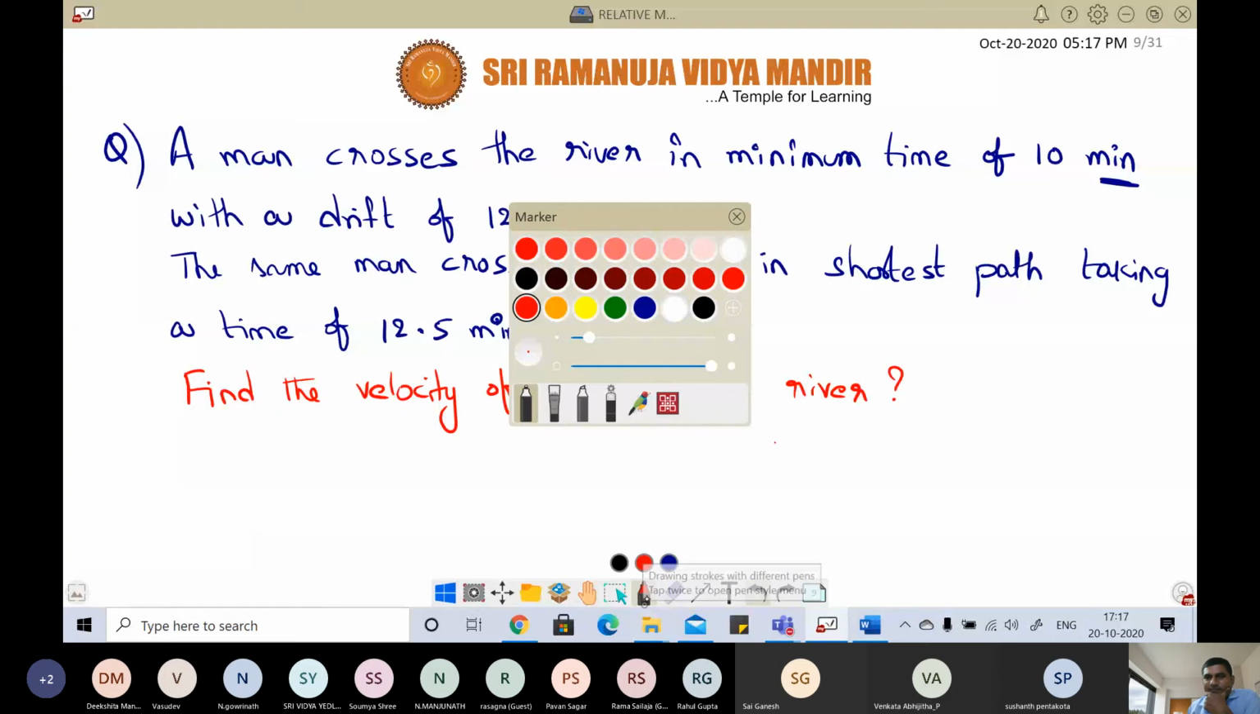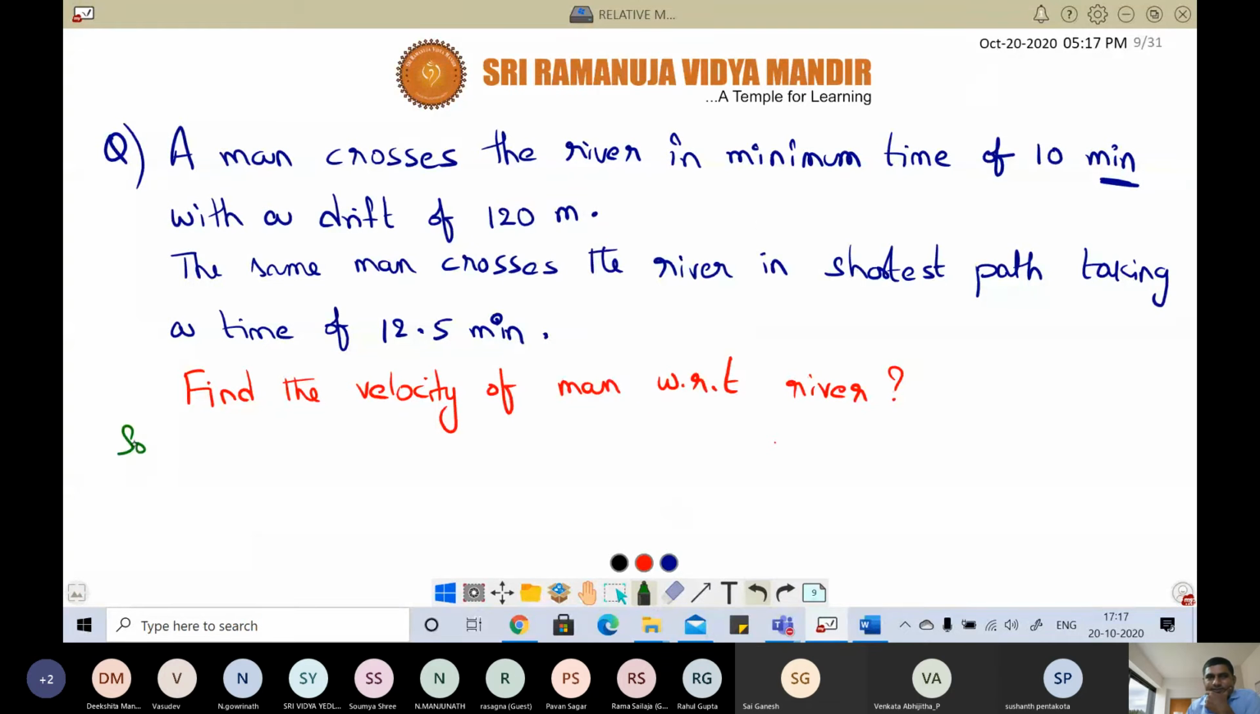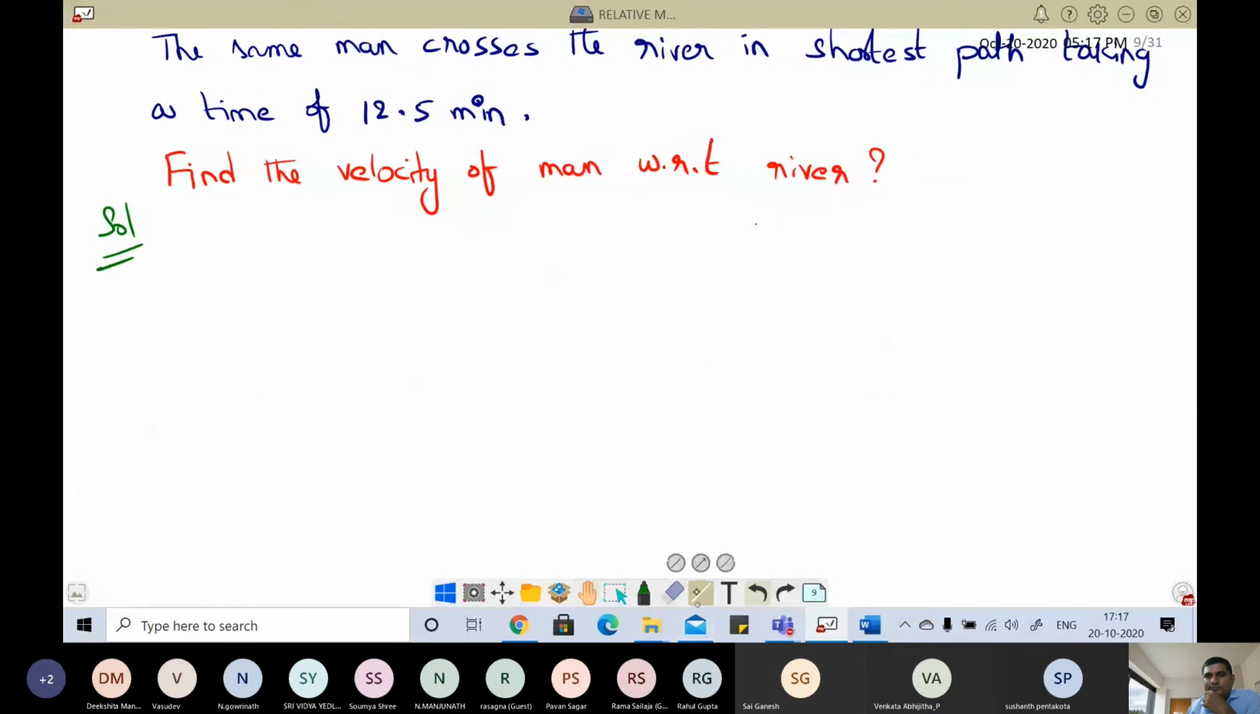Okay, I'll solve. See here. Now here, these are two separate cases. So now we'll just see these two cases. First case is he is traveling in minimum time. He's crossing the river in minimum time in 10 minutes with a drift of 120 meters.